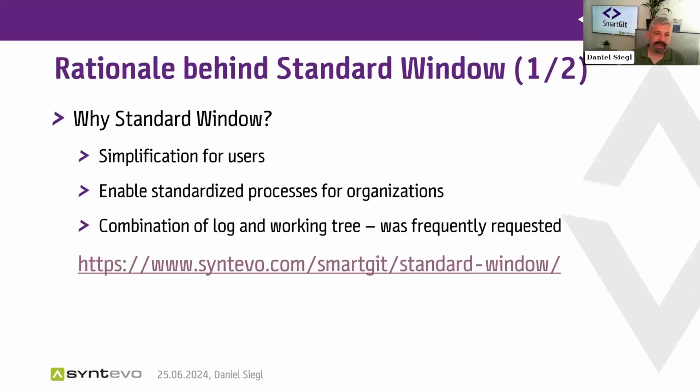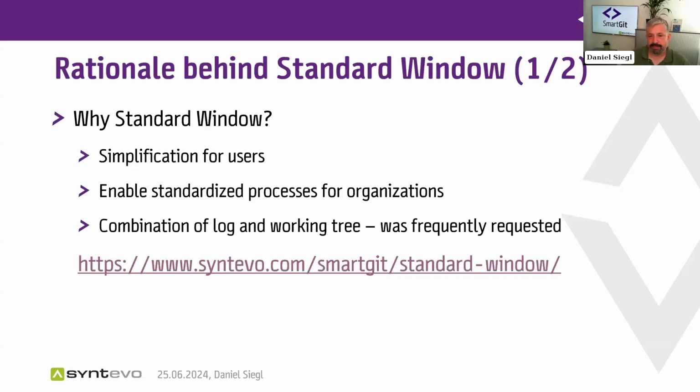So the rationale behind the standard window is simplification for the end users, especially for people that are newer to using Git, but also for experienced users. And for the organizations, it becomes a lot easier to standardize your workflows and processes, for the organizations that deploy Git version control using SmartKit as their preferred client.